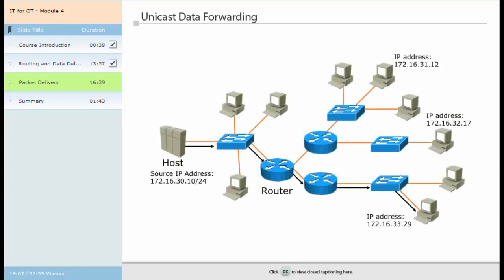Unicast transmission sends data from one source to one receiver. Switches in the network will selectively forward the data out to only the specific port to which the host is attached on the local network, based on a corresponding unicast MAC address.